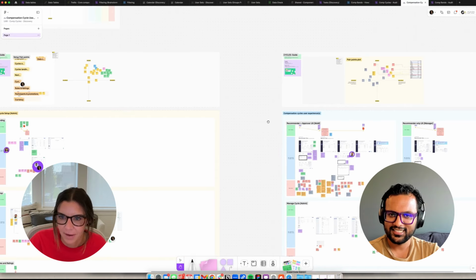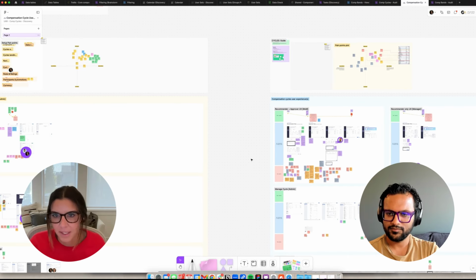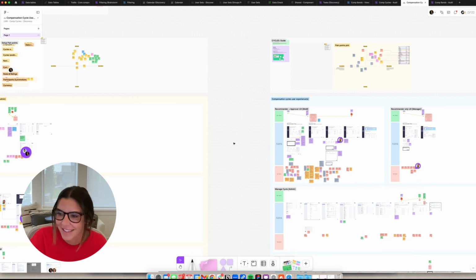My design partner, Carrie, and I were both on different parts of comp cycles, but it was all connected. It's all related. There was like pre-launch and post-launch. So after doing that personal audit, we were like, we should have the team do an audit. Let's see where the team thinks the pain points are and what isn't working well.